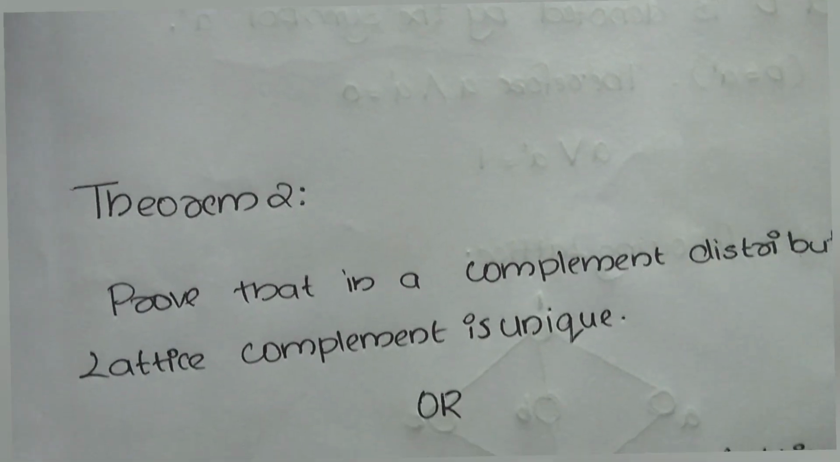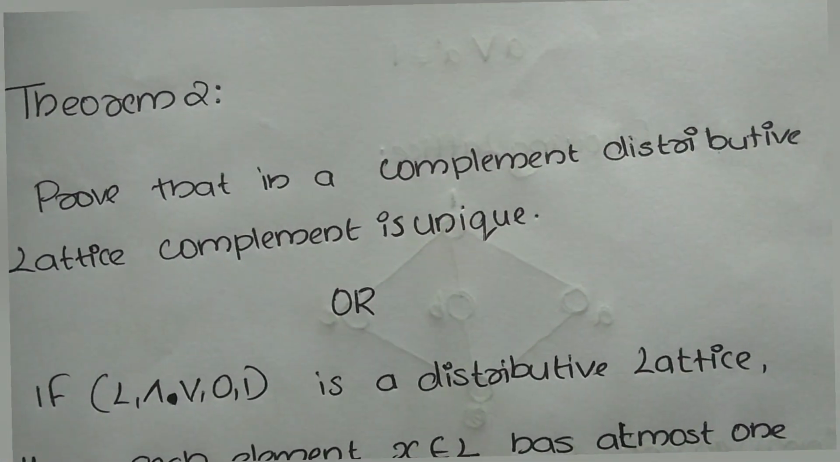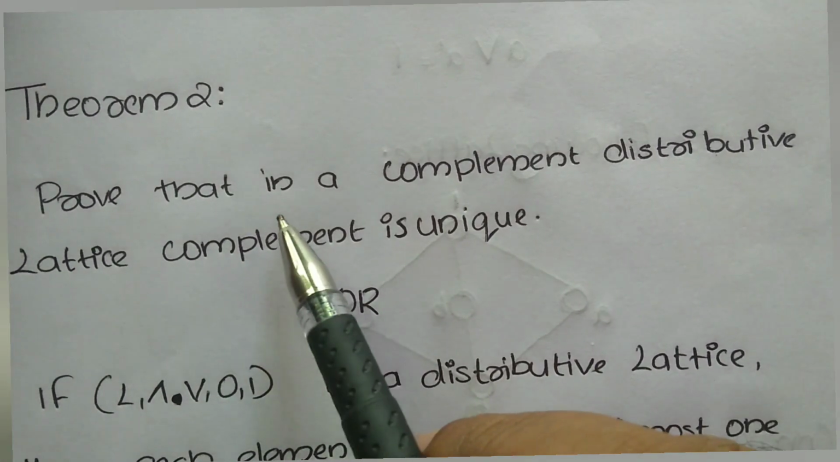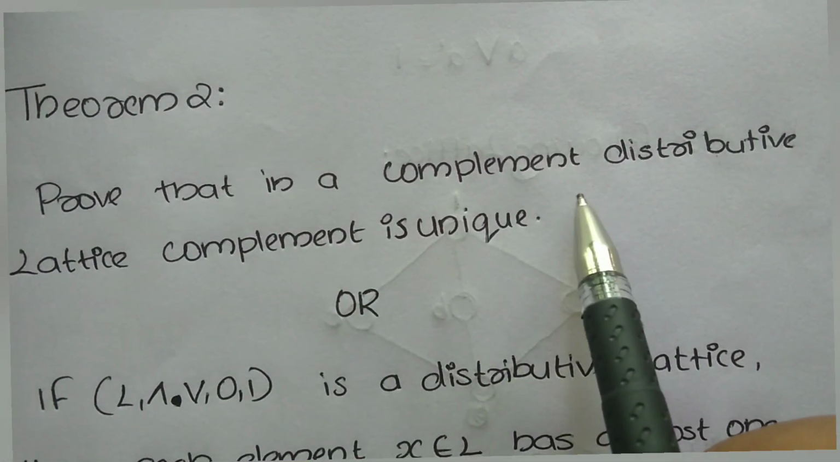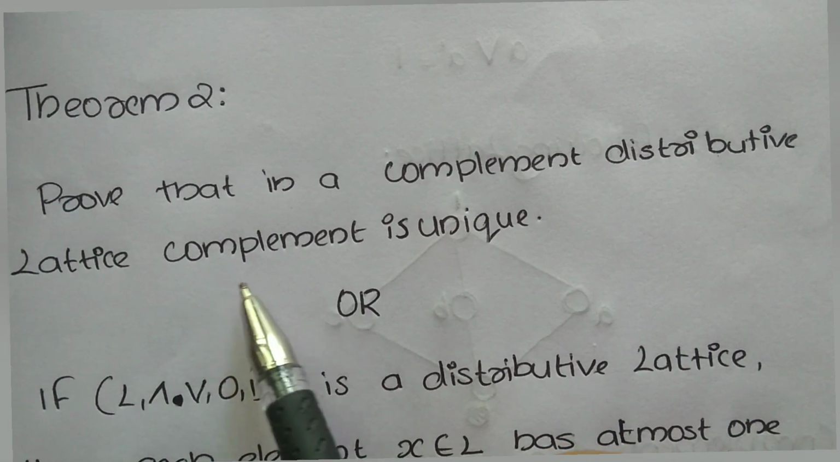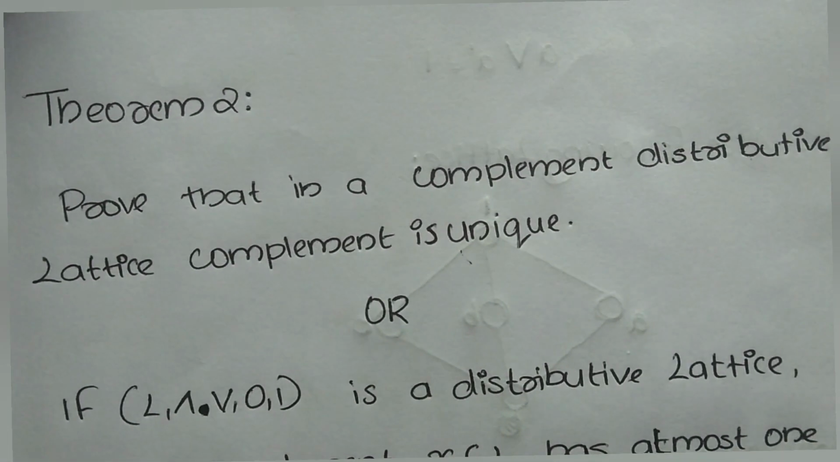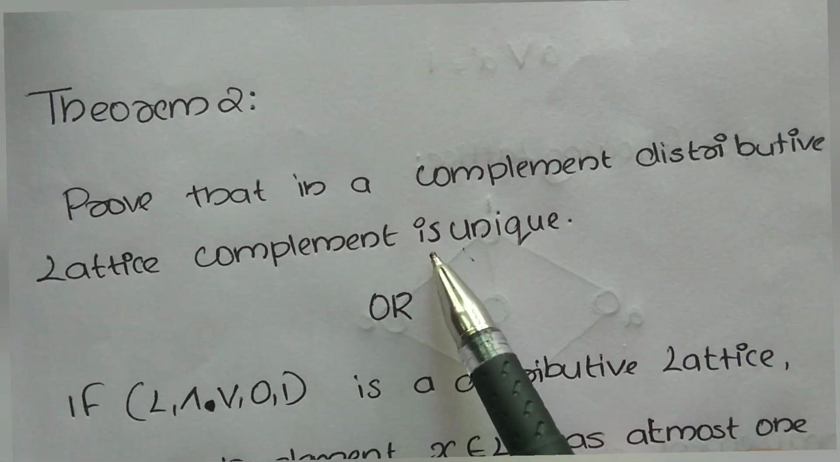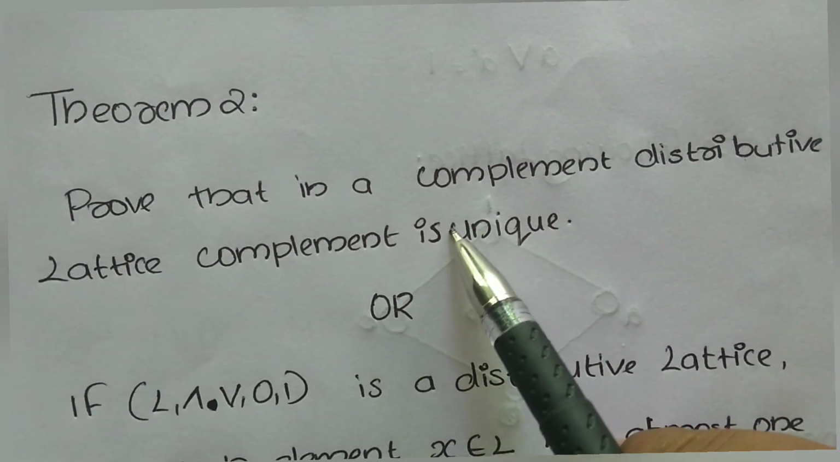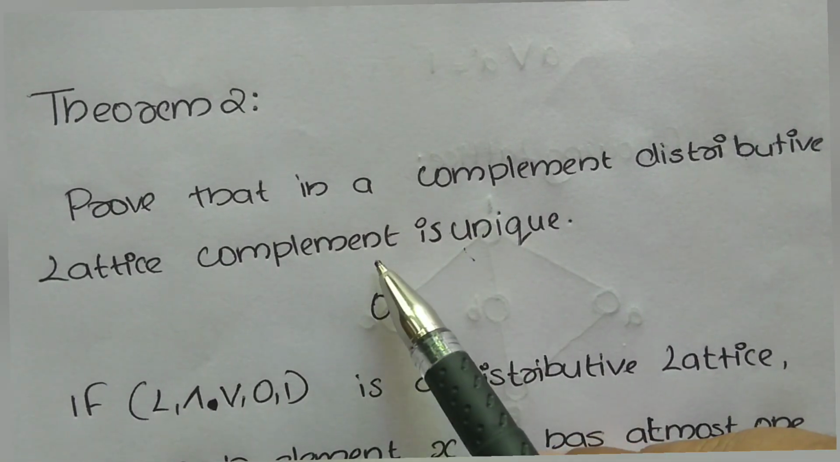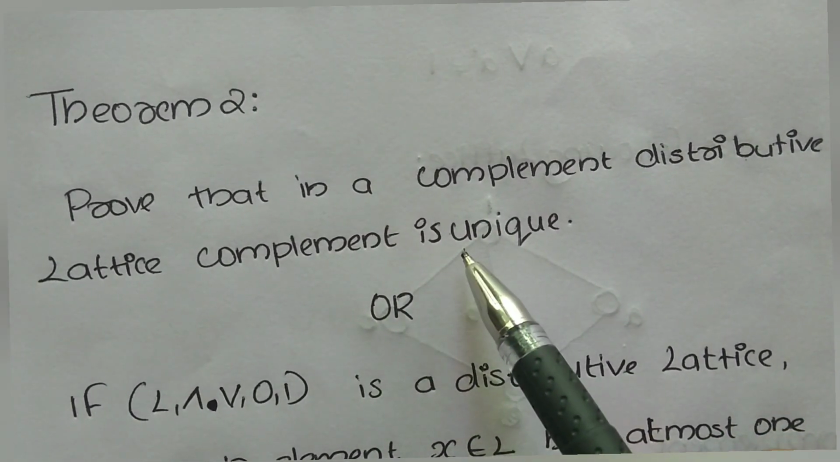Now let us go to this theorem. This is one of the theorems in complemented lattices. Prove that in a complemented distributive lattice, complement is unique. That means if it is a complemented lattice as well as a distributive lattice, then every element has a unique complement.